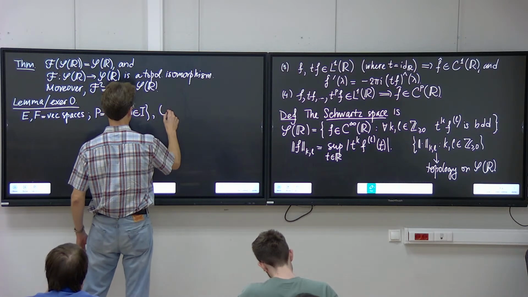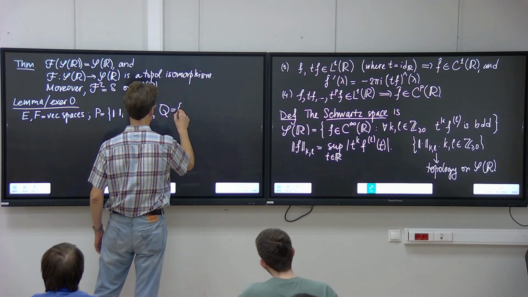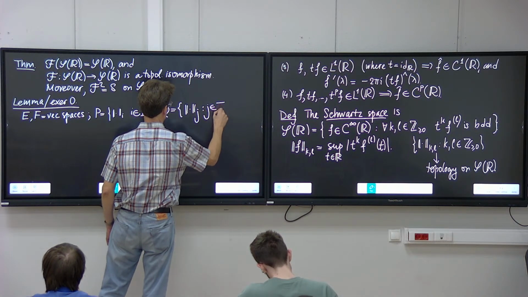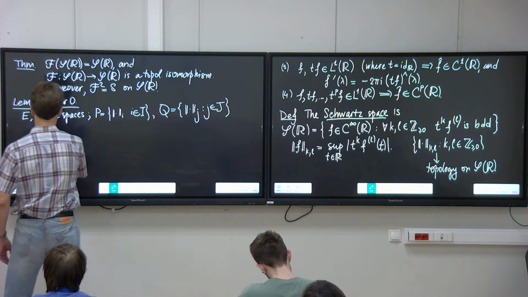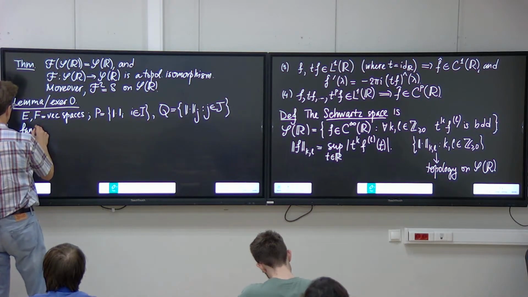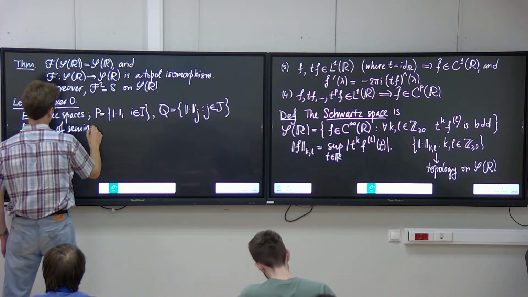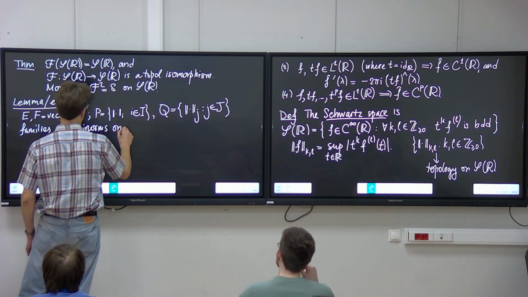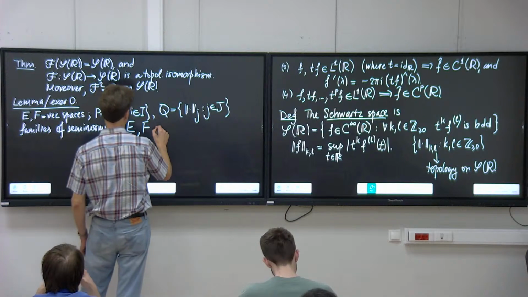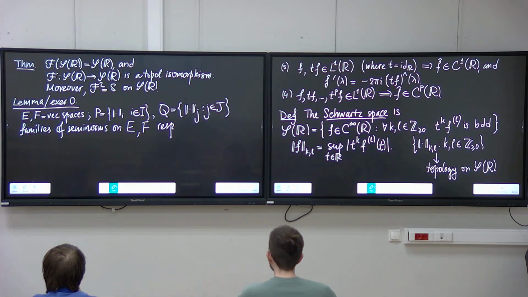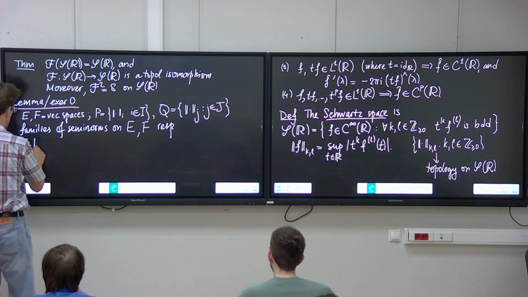And Q is a family of semi-norms on F. Let's denote them in this way. So these are families of semi-norms on E and F, respectively. So we equip E and F with the topologies generated by these families. And suppose that T is a linear operator from E to F.